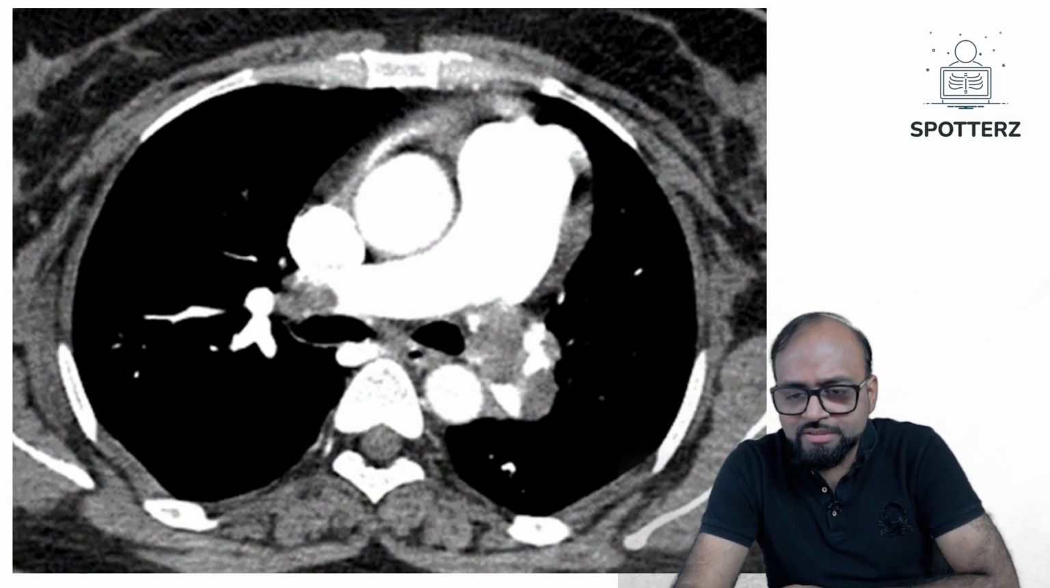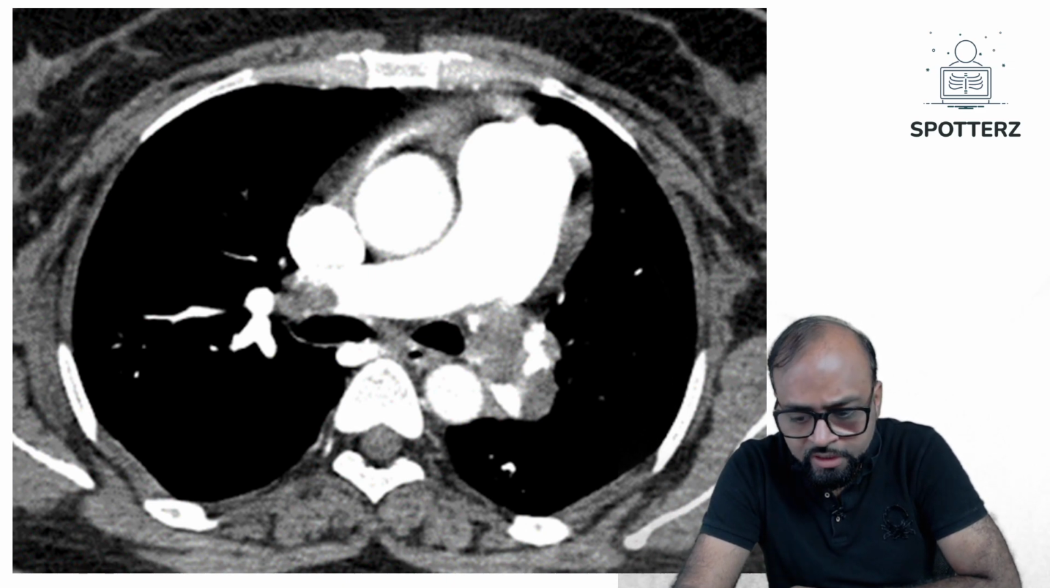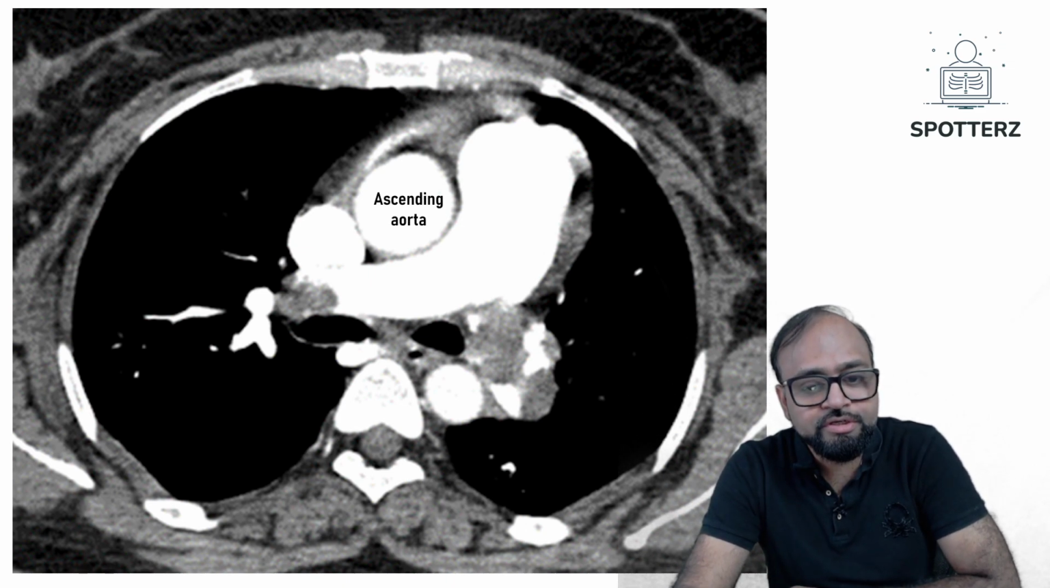Now look at this very commonly asked spotter in your exams. This is a post-contrast CT thorax at the level of the great vessels. Let us try and identify a few important structures. This is the ascending aorta, right? This is the descending aorta towards the left, right? Then this is the superior vena cava towards the right.